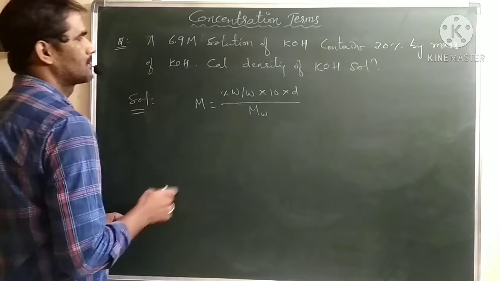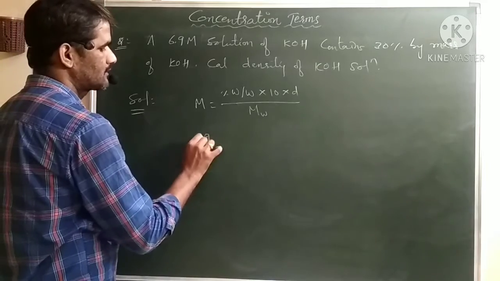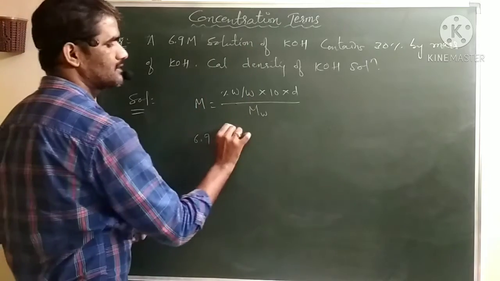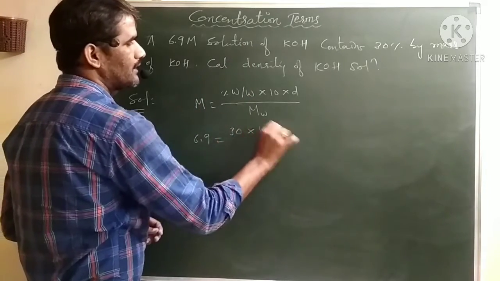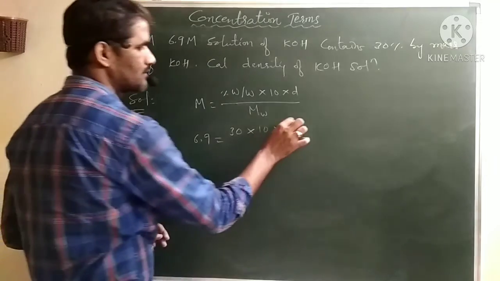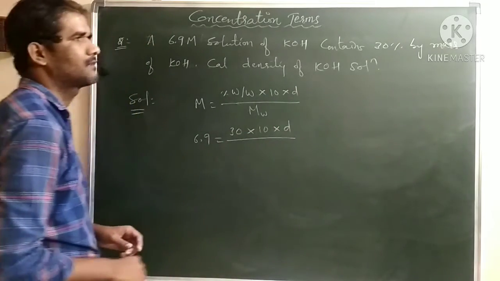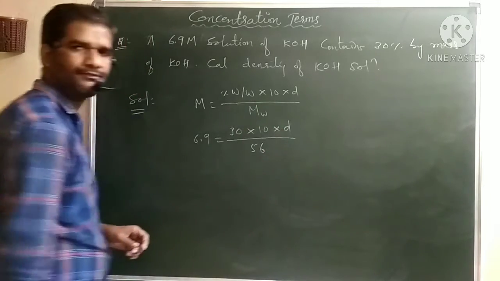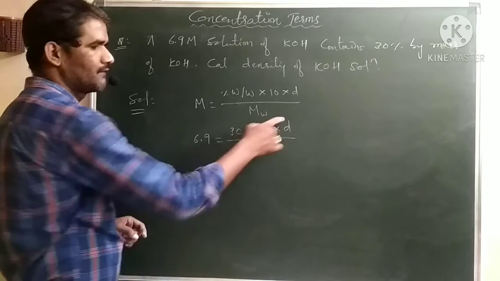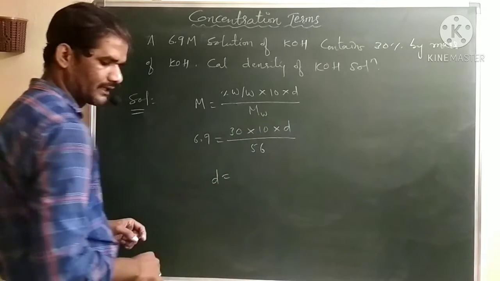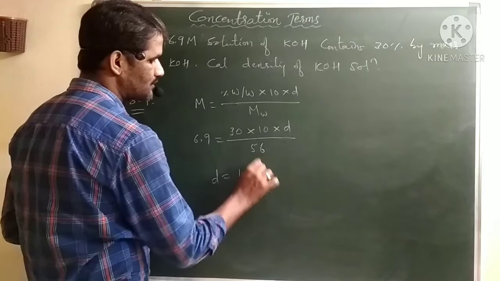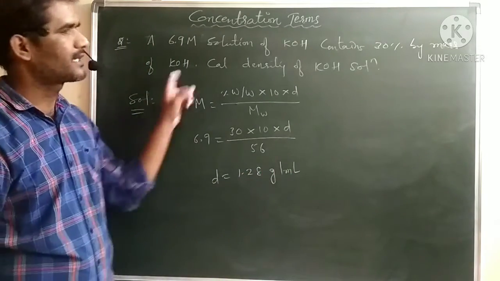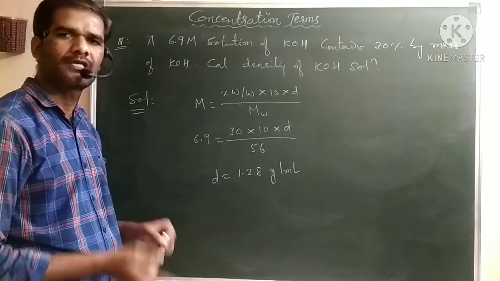See, molarity, they give directly 6.9 here. Percentage by mass, weight by weight means percentage by mass, this is 30 into 10, and your density we have to calculate here. So D by molecular weight. What is the molecular weight of potassium hydroxide? It is 56. Again, if you simplify this one, we will get the density value here, 1.28 gram per ml. That is the density of potassium hydroxide solution. Just reverse.